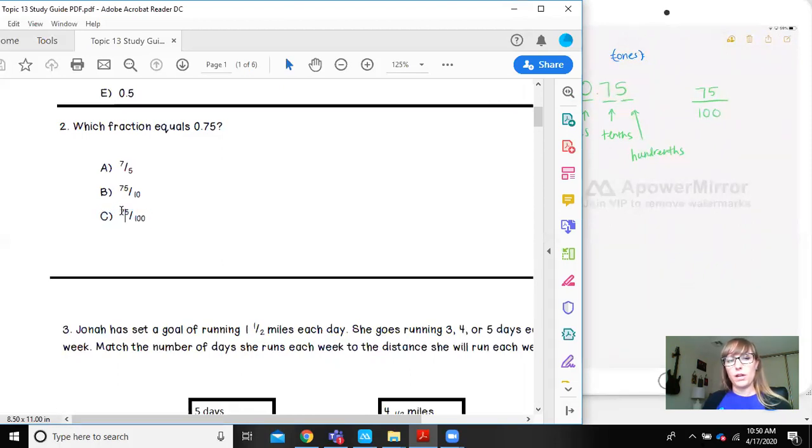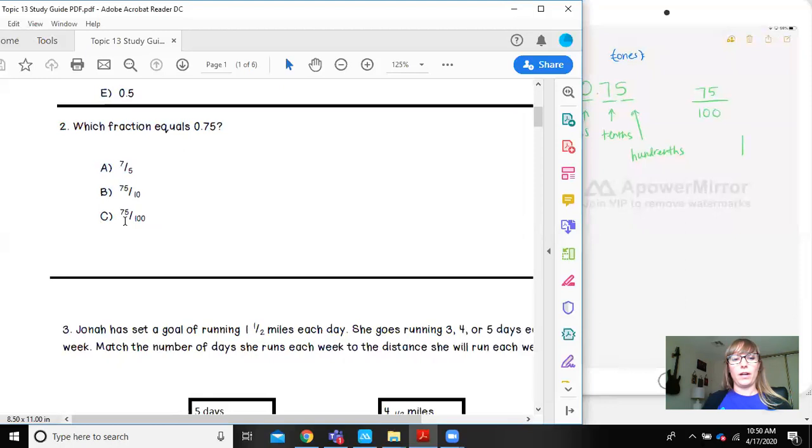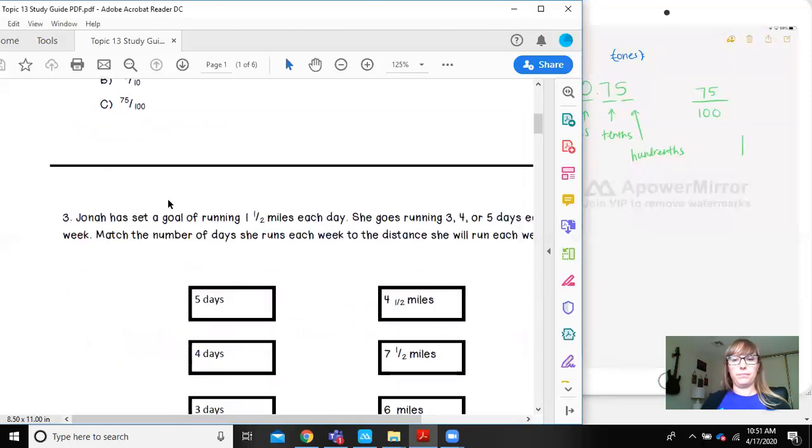So when we talk about 75 hundredths, that's kind of like talking about having 75 cents. We don't have a whole dollar yet. We have 75 cents out of a whole dollar. If we had a whole dollar, we would have $1, and that would just be a 1, just like this, right? But we don't have a whole dollar yet. We just have 75 cents. So this answer here is 75 hundredths, C.